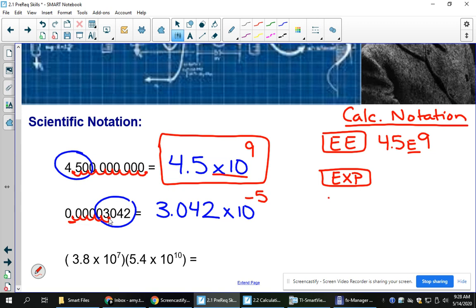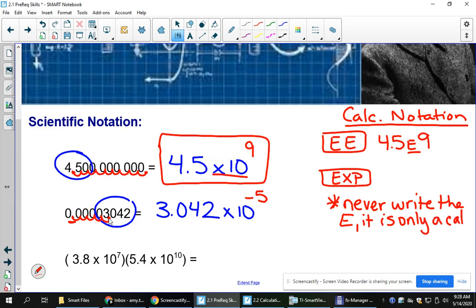Okay? So write yourself a note here. Never write the e. It is only a calculator shortcut or a calculator notation. Okay, so if you were to write a quiz and you wrote your answer as 4.5 E9, that would be 100% wrong. That is not correct. You need to write it as 4.5 times 10 to the power of 9.